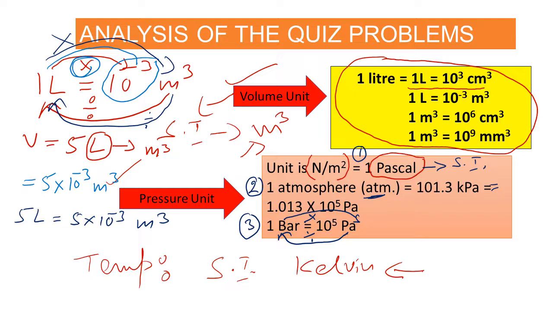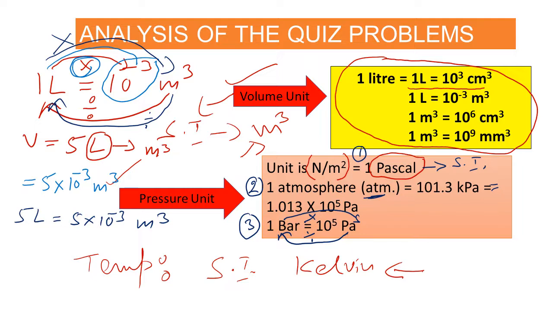If you are moving from this side to this side, then you have to multiply, and if you are moving from here to here, then you have to divide by this number. And for the pressure, Pascal is the SI unit. So if any other unit is given, you have to change it to Pascal. And here 1 atmosphere is 101.3 kilopascal, which is also equal to 1.013 into 10 to the power 5 Pascal.